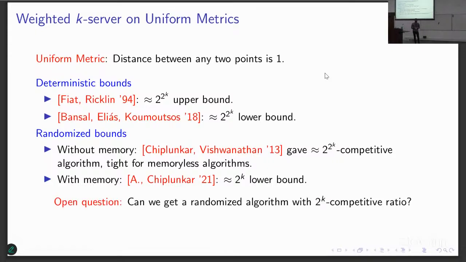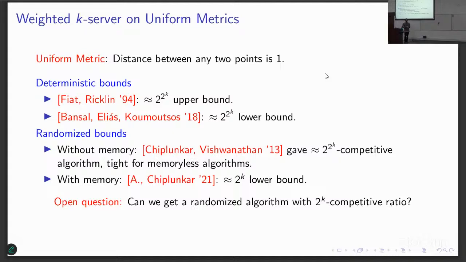Like an oblivious sort of adversary. Yeah, an oblivious one. So if I have memory, you're sort of restricting the algorithm's power. Yeah, so for memoryless algorithms, the adversary being oblivious or online adaptive, both are sort of the same. But with memory, it's oblivious, and that's the exponential lower bound.